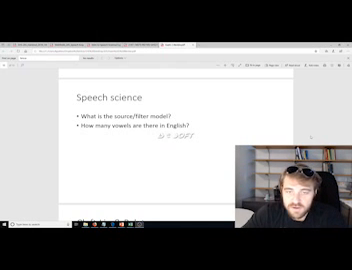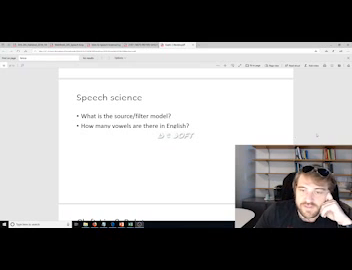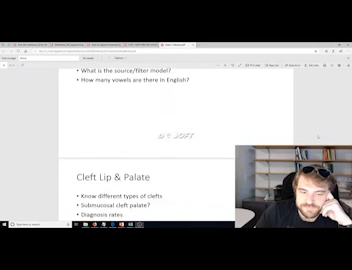How many vowels are there in English? This is one I'll tell you. There's either 15 or 16 depending on who's counting. So the accepted number is sometimes 15, sometimes 16.